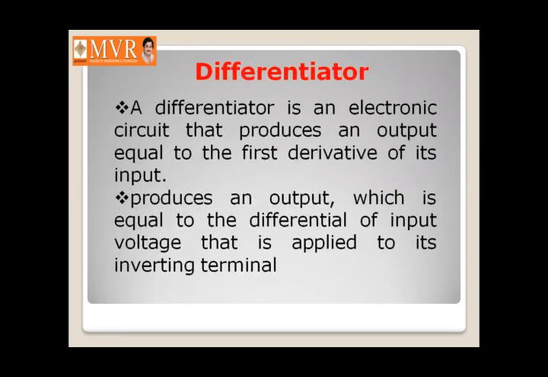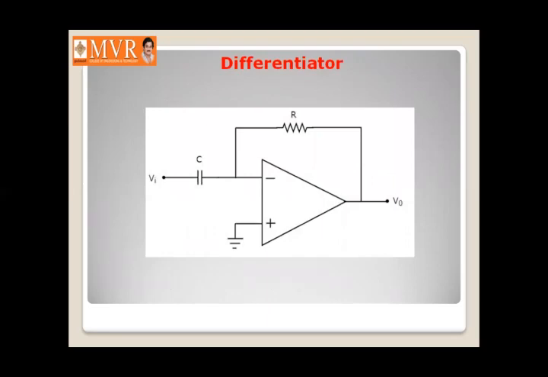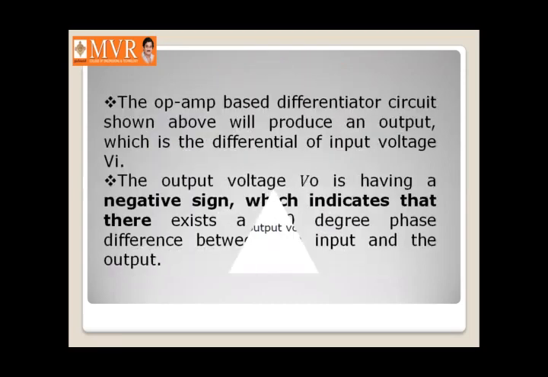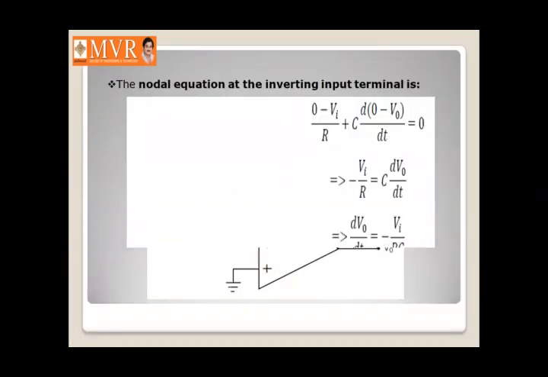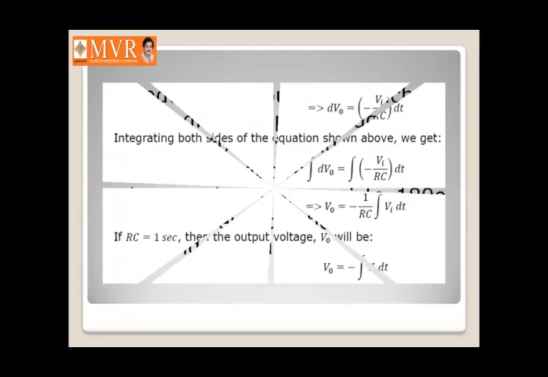So in the last classes we have discussed about the differentiator and integrator. The differentiator is nothing but the op amp producing an output voltage which is proportional to the differentiation of the input voltage. Coming to integration, there we have studied how the op amp is going to produce the integration of the input voltage, and here the output is nothing but the integral of the input voltage.